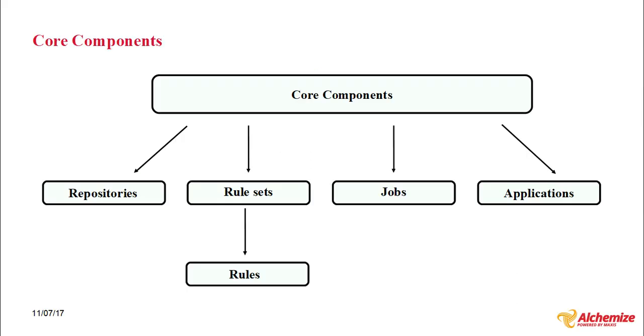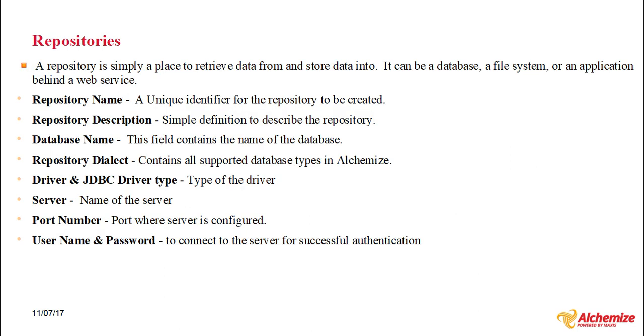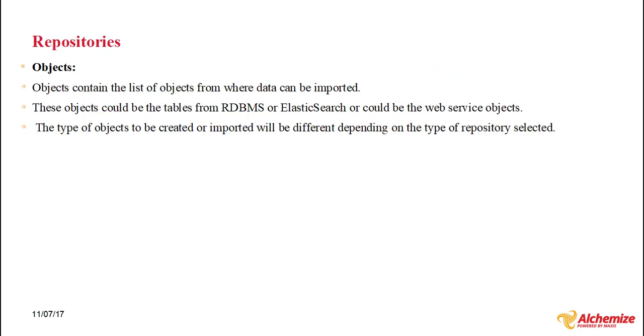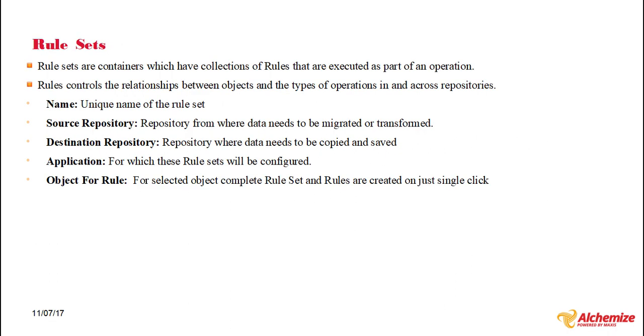Previously, we looked at the repository component in detail. We saw how to create a repository and create and import objects into this repository. In the Objects section, we covered how to activate the metadata. Today, we will be covering the rule set and rule details component.